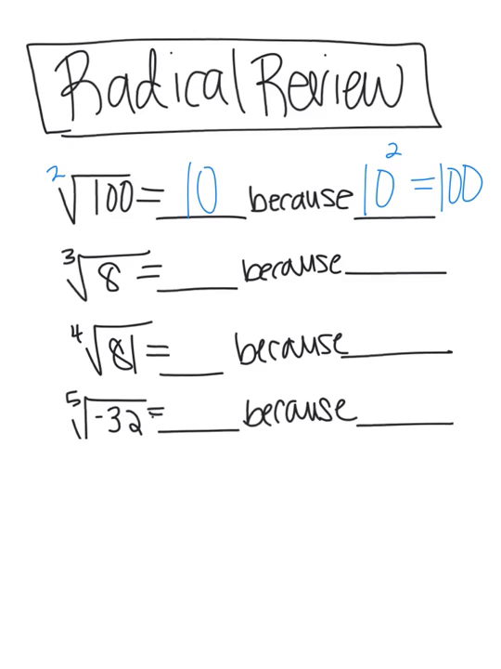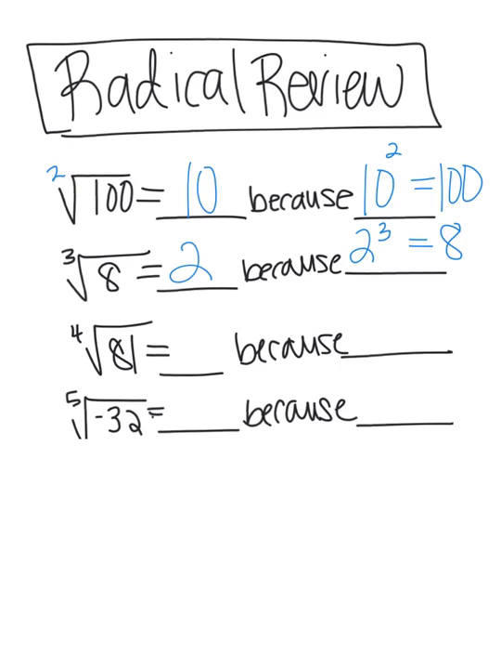All right, let's look at the next one. The cube root of 8. So you would ask yourself, what number do I multiply by itself 3 times to get 8? And that would be 2, because 2 to the third power, 2 times 2 times 2, is 8.